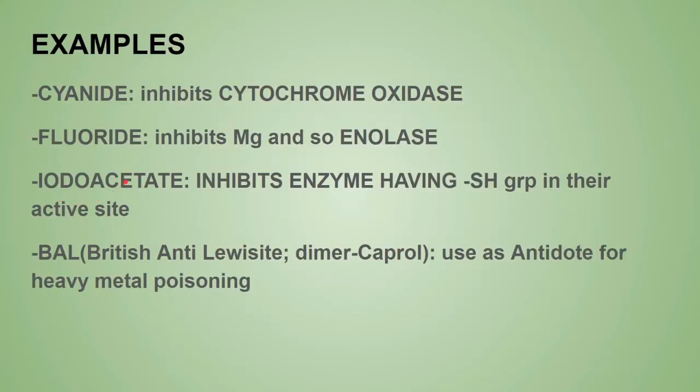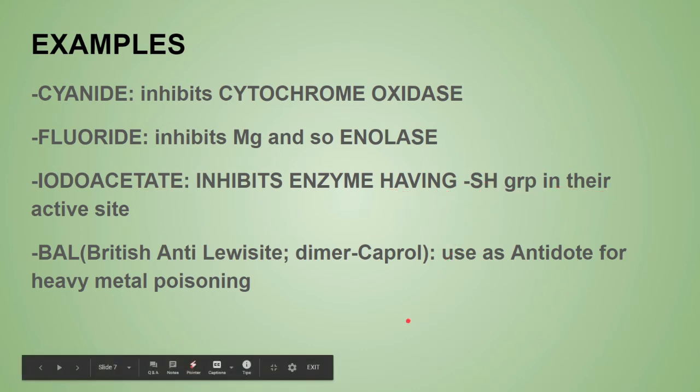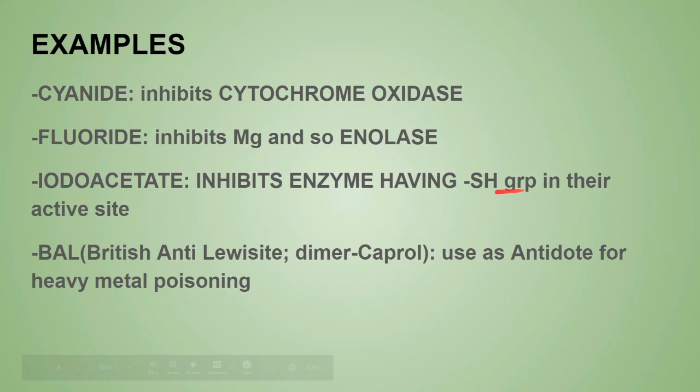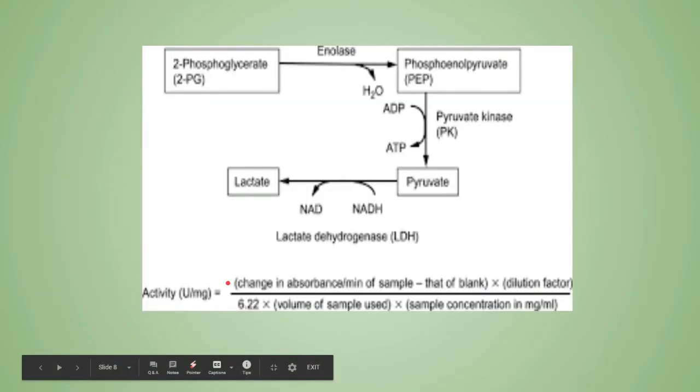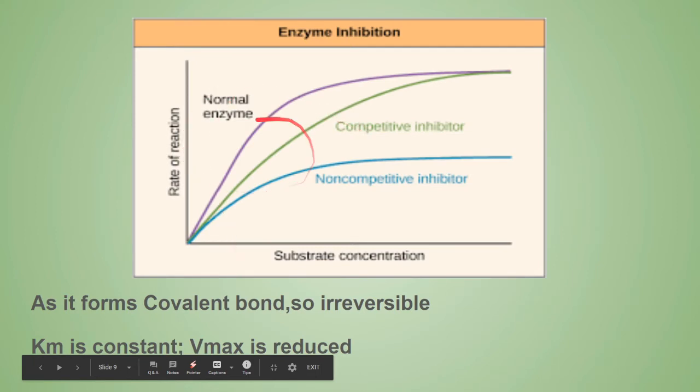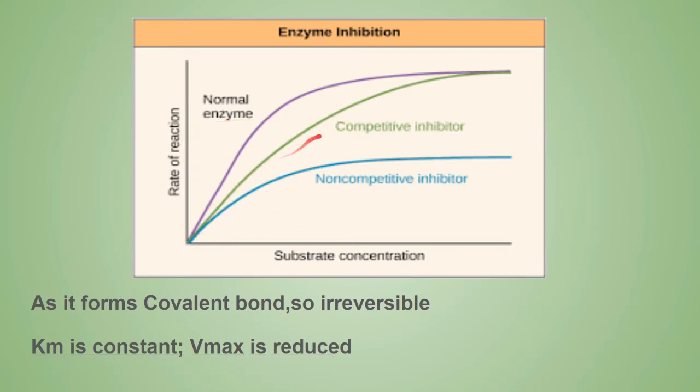Now iodoacetate inhibits enzymes having an SH group in the active site. The amino acid that has an SH group in the active site is cysteine. So it will particularly inhibit cysteine-containing enzymes. Last is BAL, British anti-lewisite, dimercaprol. It is used as an antidote for heavy metal poisoning. Now the graph of this, as you can see, this is the competitive graph and this is the non-competitive inhibitor graph. As you can see here, it forms a covalent bond, so an irreversible process occurs. Why?